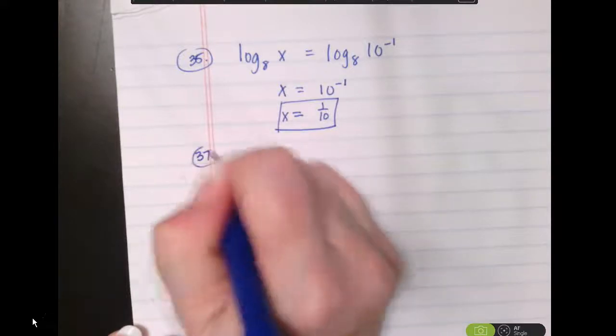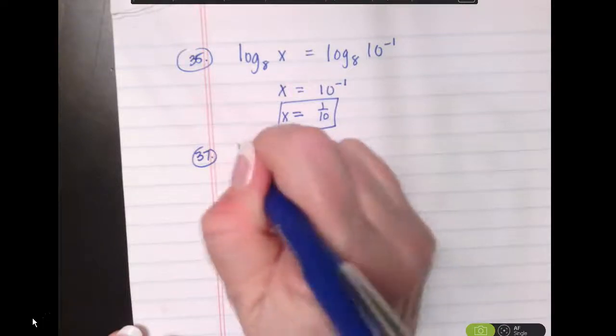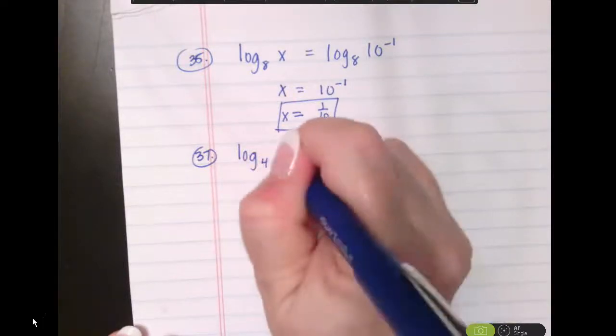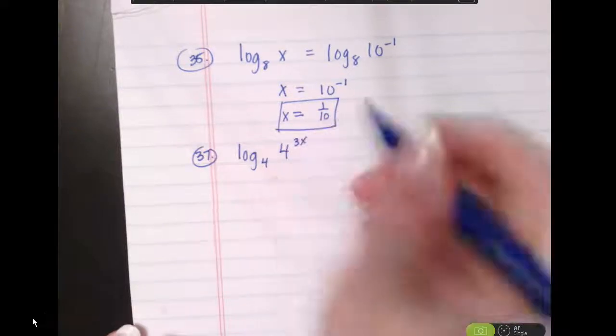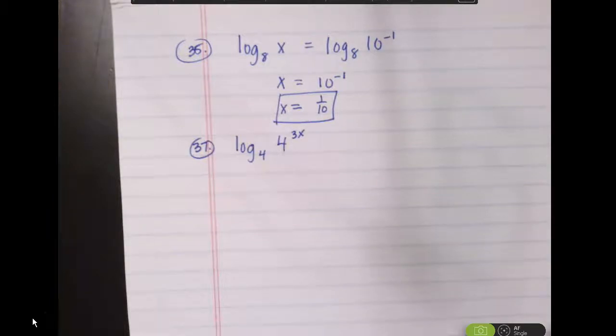In number 37, I've got to use the properties to simplify. So let's see what we can do. Log base 4 of 4 to the 3x. So let me flip back and check in this chapter which properties they're talking about, because I feel like there are some properties that we haven't learned about that I'm tempted to use.